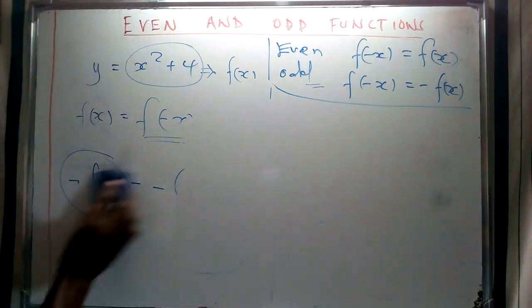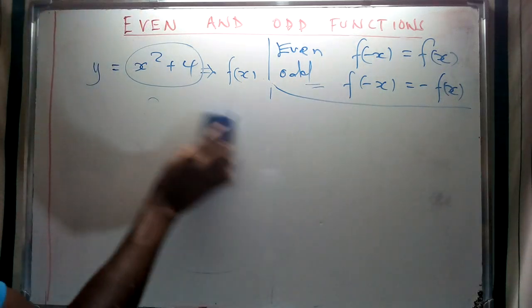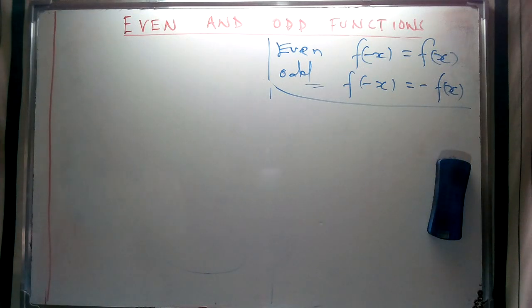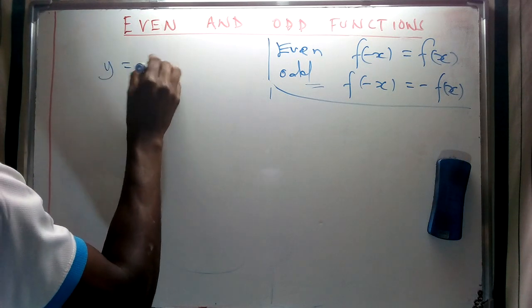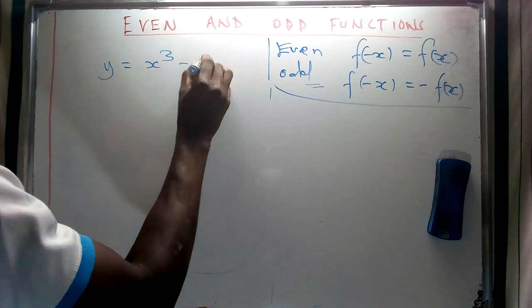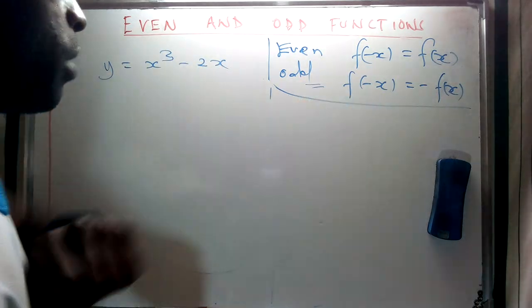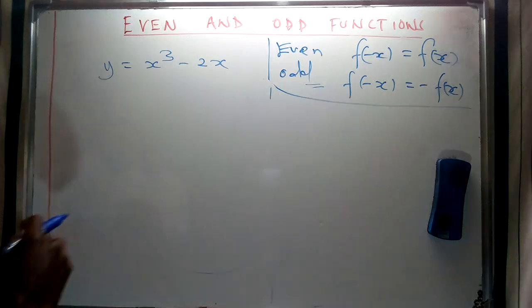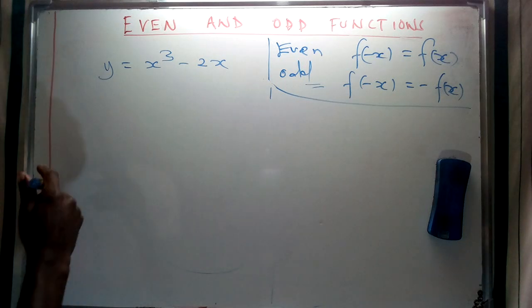So let's look at a second case and see whether the function is either odd or even. We can have a function y equals x cubed minus 2x. So let's look at this specific example for the second one. Or rather, we can differentiate, still using the two expressions for even and odd.